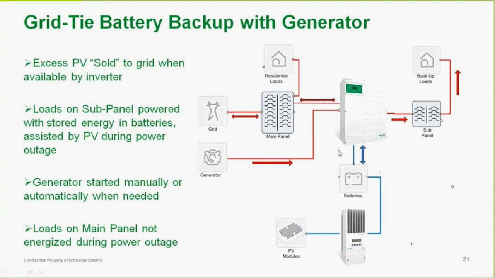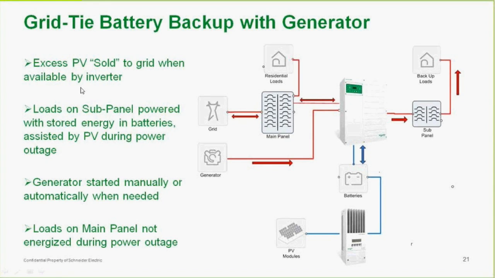One thing to note here that's important, if there is excess PV coming in, for instance, let's say we have 5 kW coming from the array, and we have only 2 kW of loads on this sub panel. That excess 3 kW can actually come back out the AC input, power loads on the main panel, or even if there's no loads there, pass on through to the grid. So we can do grid-type battery backup in this application here. So excess PV is sold to the grid when available by the inverter.